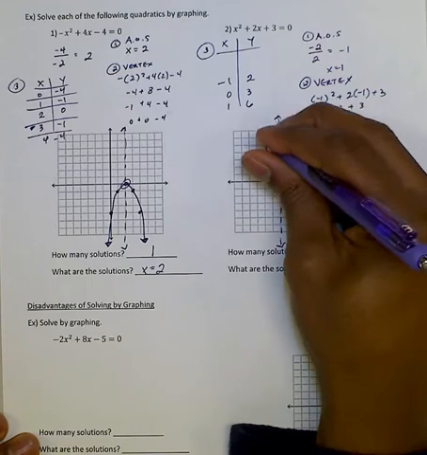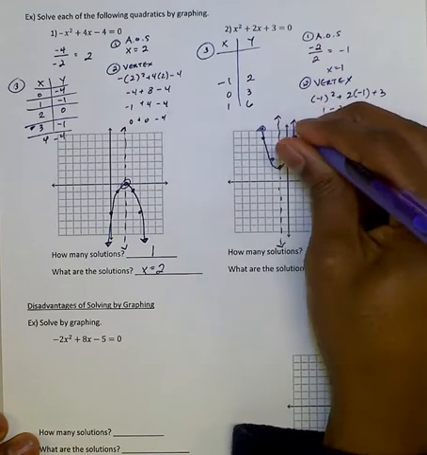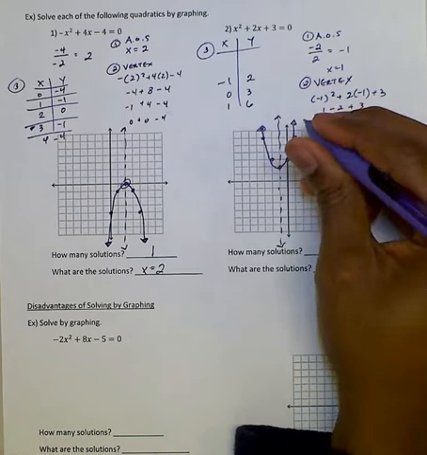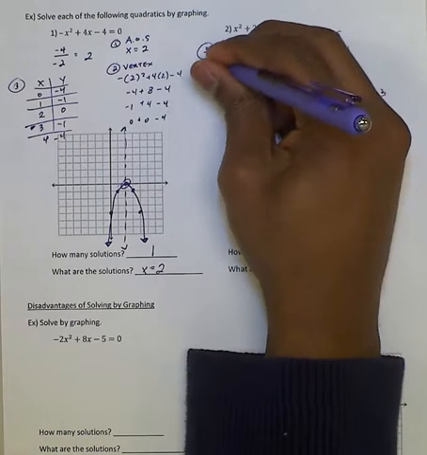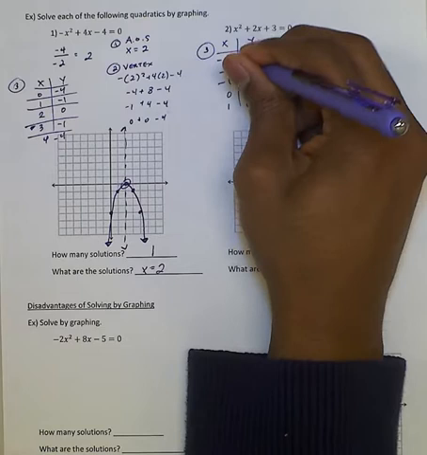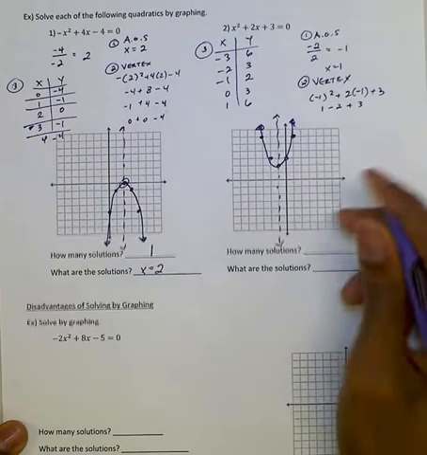I can complete the table just to make sure we have that down. Negative 2, negative 3, 3, 6. All right, how many solutions do we have here?